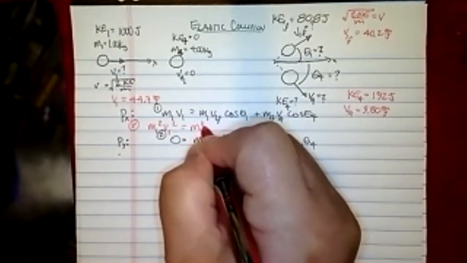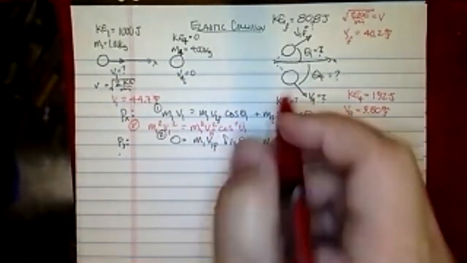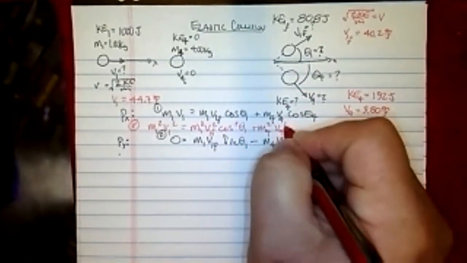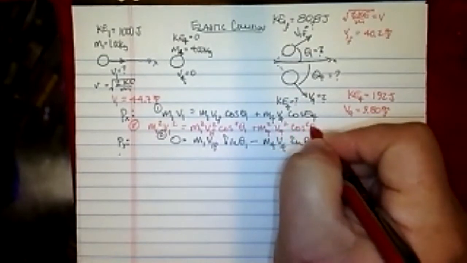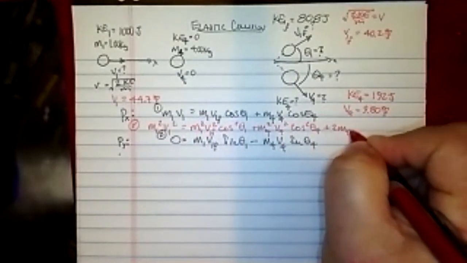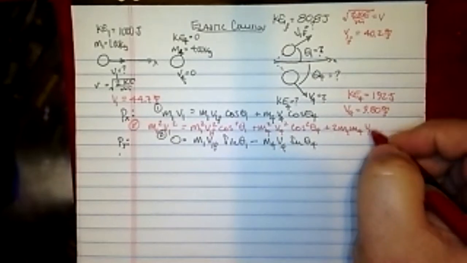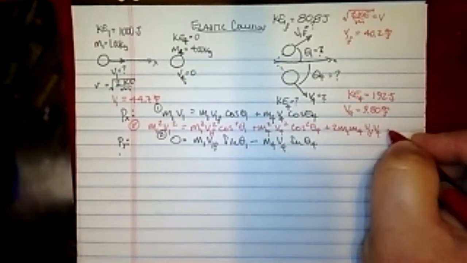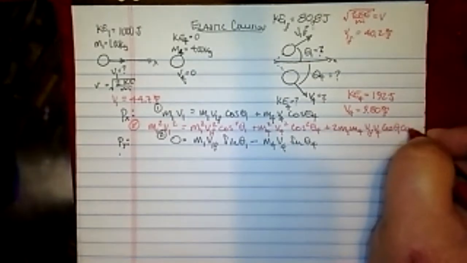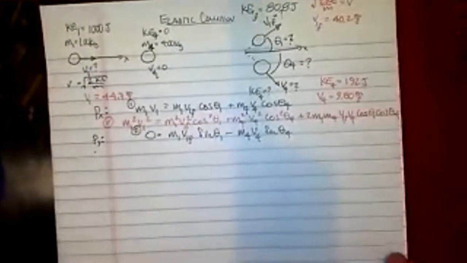So I'm going to say m1 squared v1 final squared cosine squared theta 1 plus m4 squared v4 squared cosine squared theta 4. Now the product of the two would be plus 2 m1 m4 v1 final v4 times cosine theta 1 cosine theta 4. So that's it. That's the square of the equation.